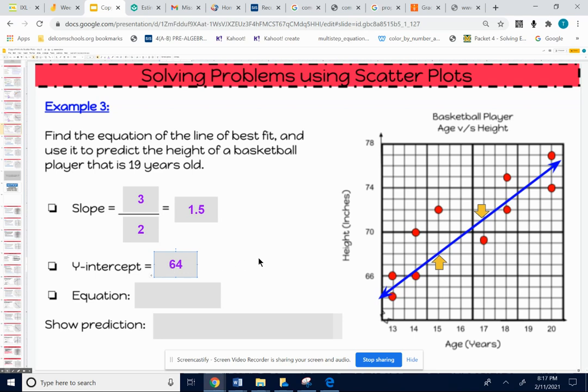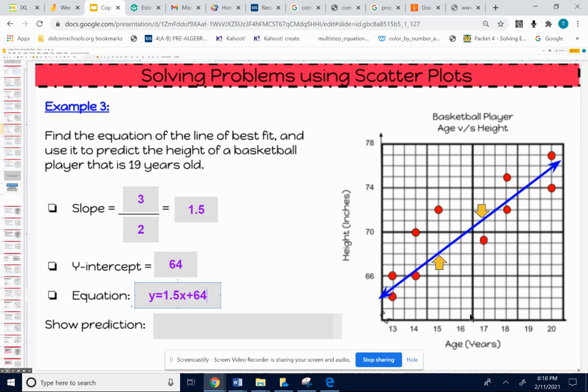The equation of the line, we're all set. y equals slope times x plus y-intercept. So y equals the slope of 1.5x, oops, I did two x's. y equals 1.5x plus the y-intercept of 64. There's my equation. Now I'm going to use my equation to predict the height of a 19-year-old basketball player.